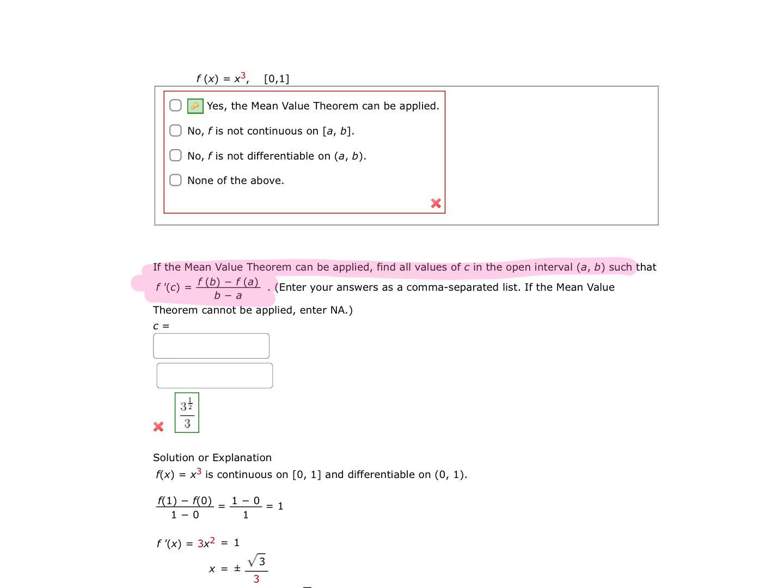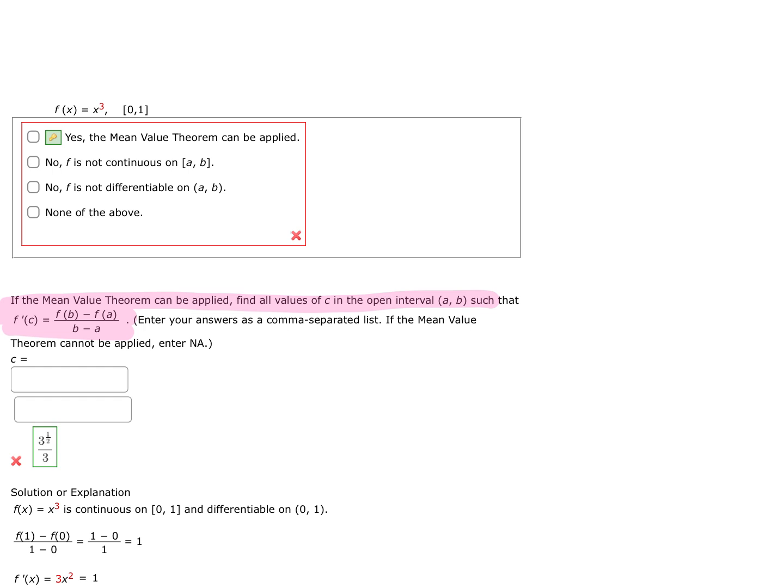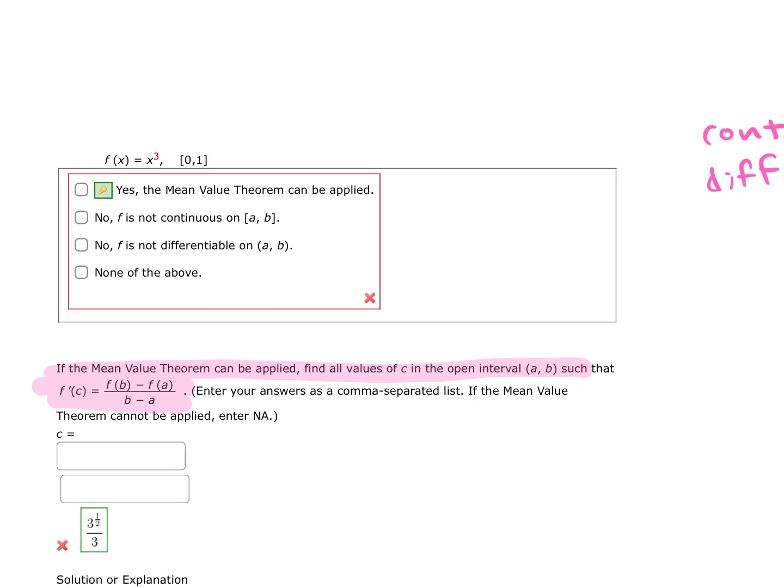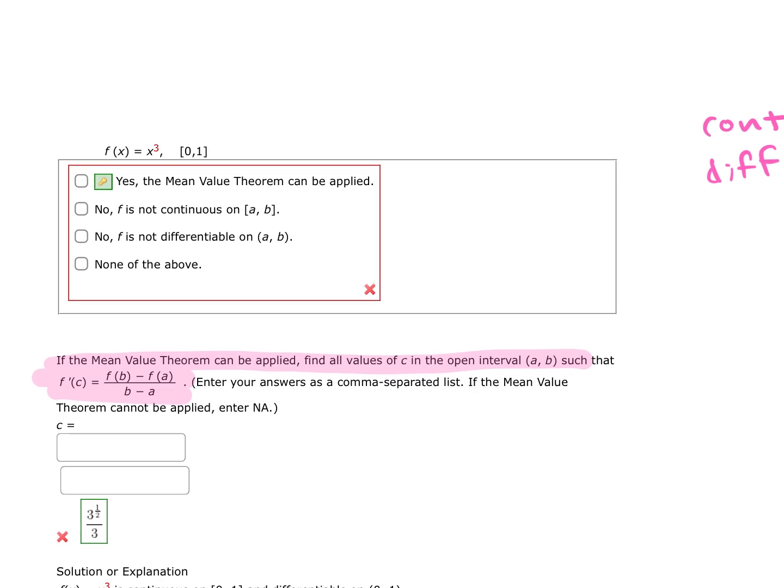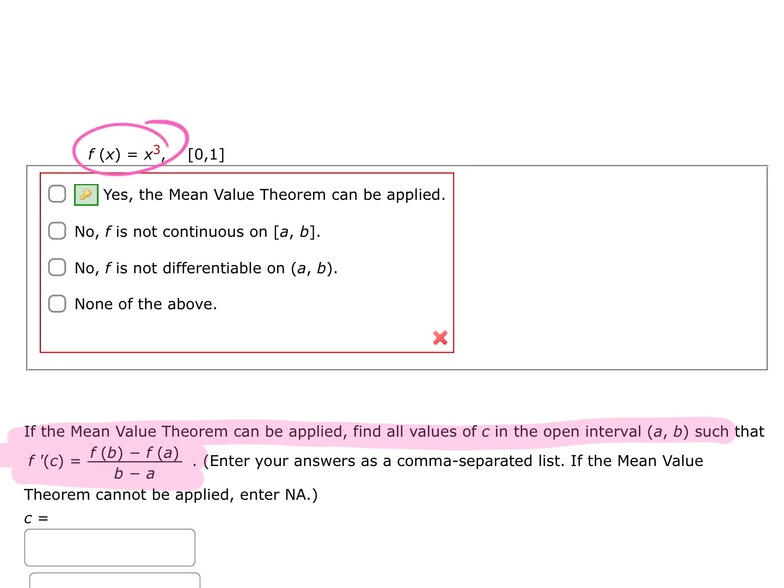So for the mean value theorem, we have to check two things. We need to see, is it continuous on the closed interval, so from 0 to 1 here? Is it differentiable on the open interval? And if it is, then we would need to find our slope using the slope formula. These are the formulas for the other ones.